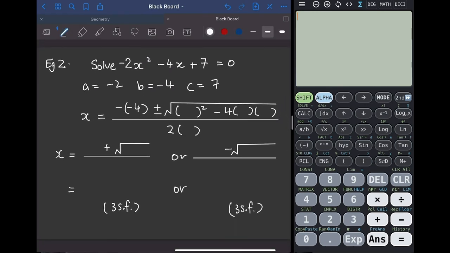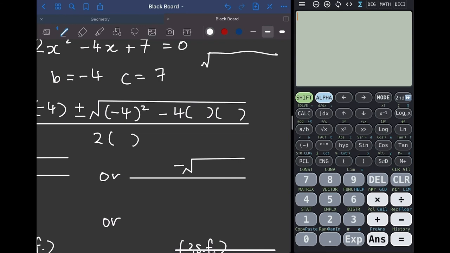Alright, the next possible place to make a mistake is this. Inside the square root, there is a b square. Now, for b square, you need to put a bracket, and only inside the bracket you put negative 4. So again, a potential mistake is this, and people make this mistake, minus 4ac, whatever that is for now.